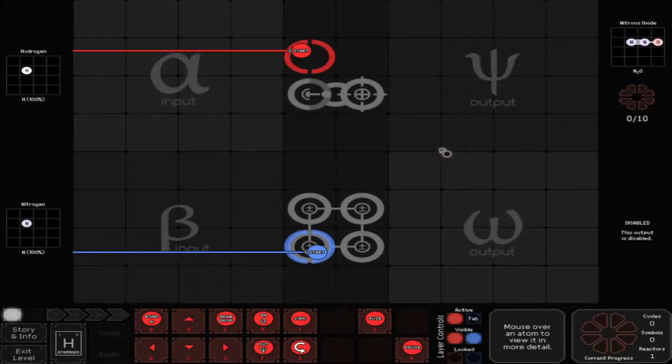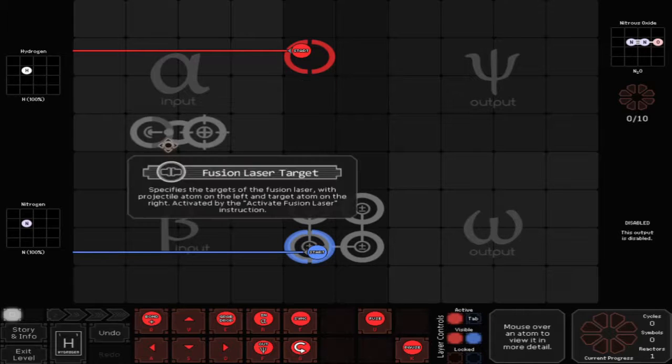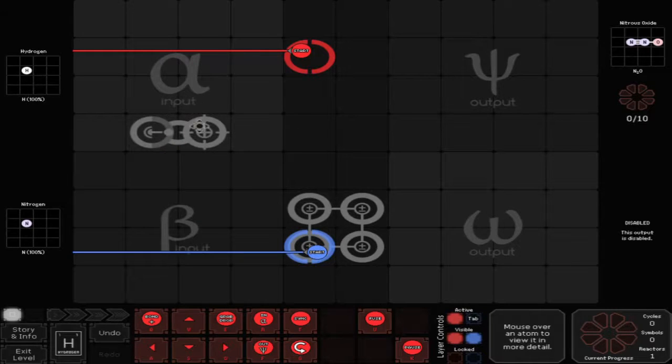Okay. We have nitrogen and hydrogen. And we have to make nitrous oxide. So, we can either try and fuse 8 hydrogen together, or we can have one of these Waldos fuse a hydrogen to a nitrogen to produce the oxygen. So, I say we take the path of less resistance and fuse a hydrogen to a nitrogen.